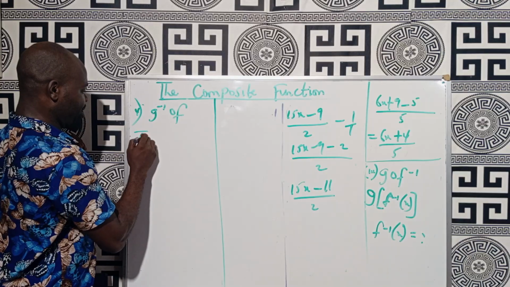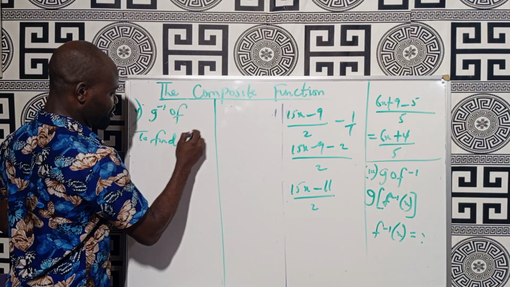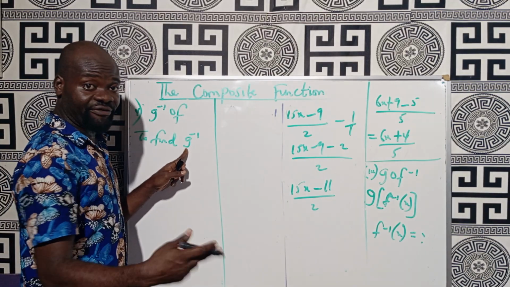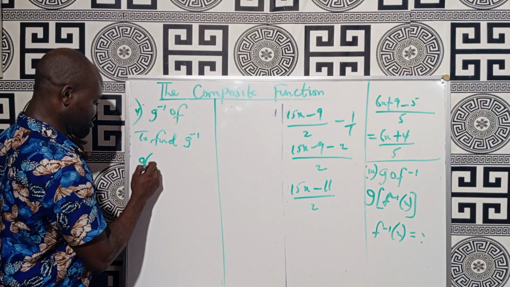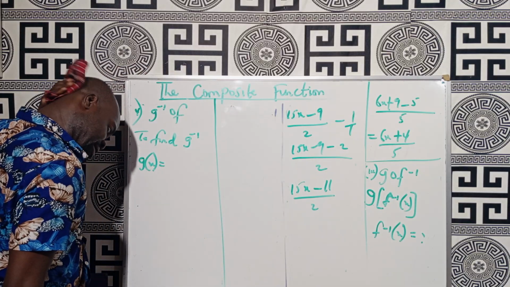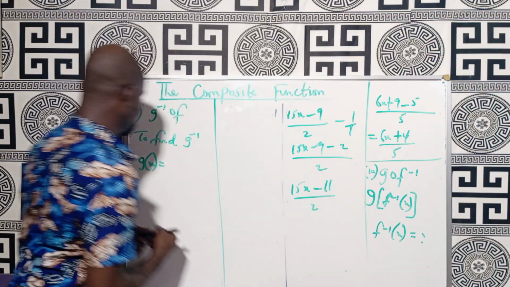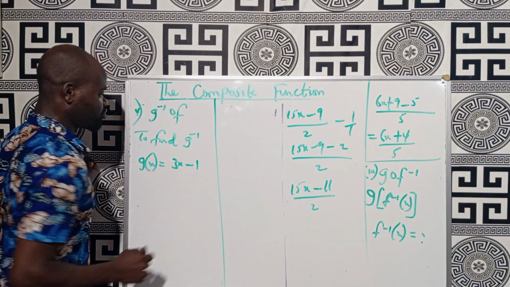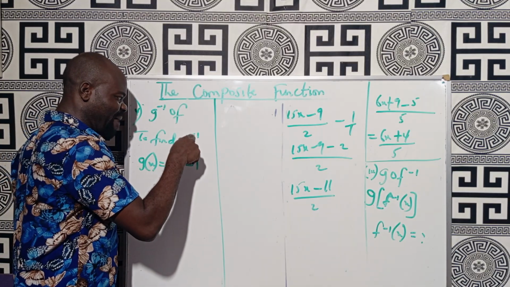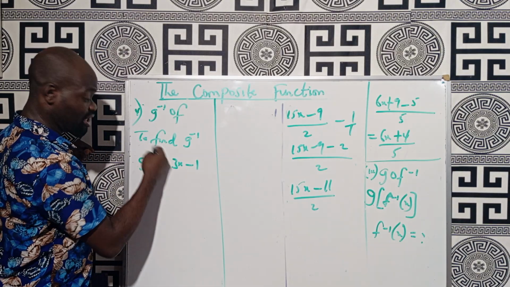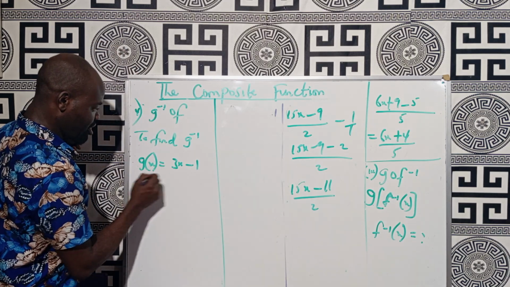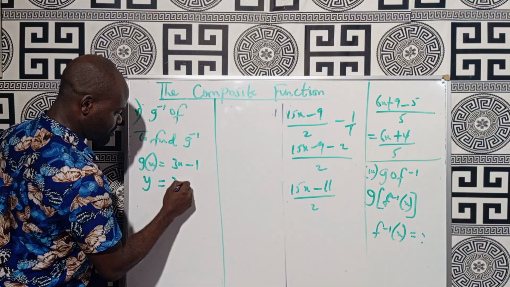To find our inverse, our g inverse, we have to recall the original g given in the question. So recall, your g of x is what in the question? That's 3x minus 1. So g of x is 3x minus 1. Now the same pattern: whenever you are looking for an inverse, when you have the power minus 1, you call this function y, just like when you are doing f of f inverse. So y equals 3x minus 1.